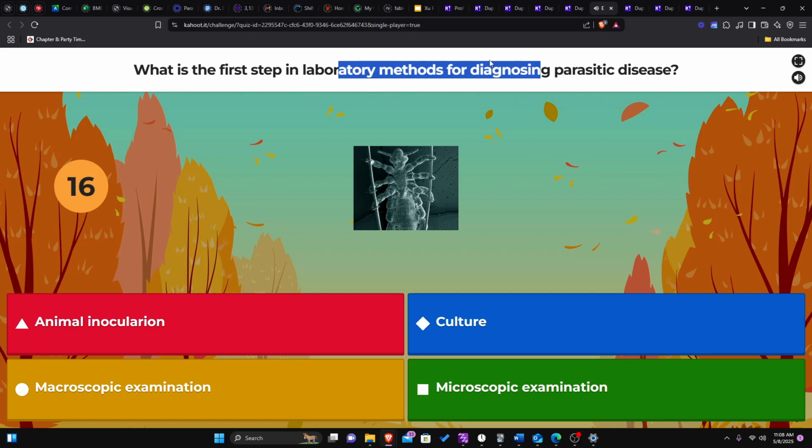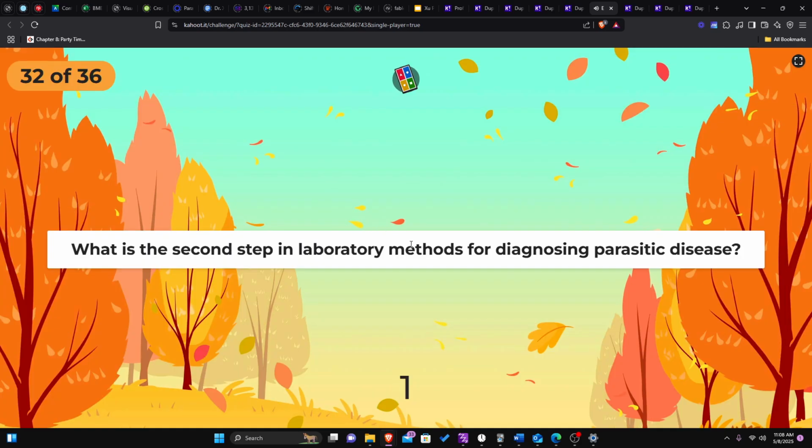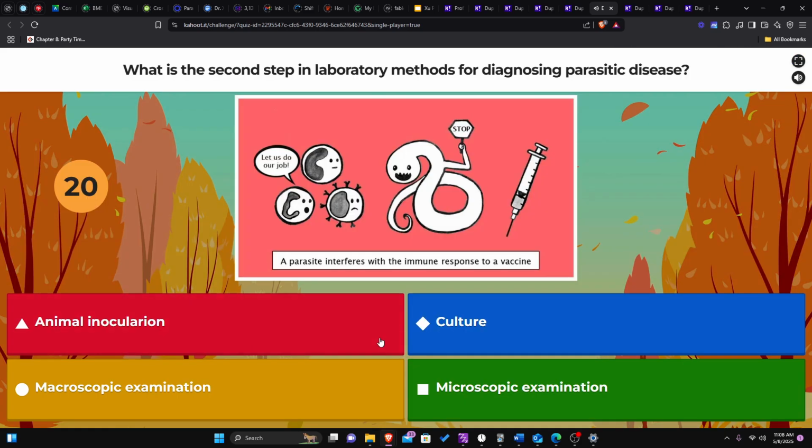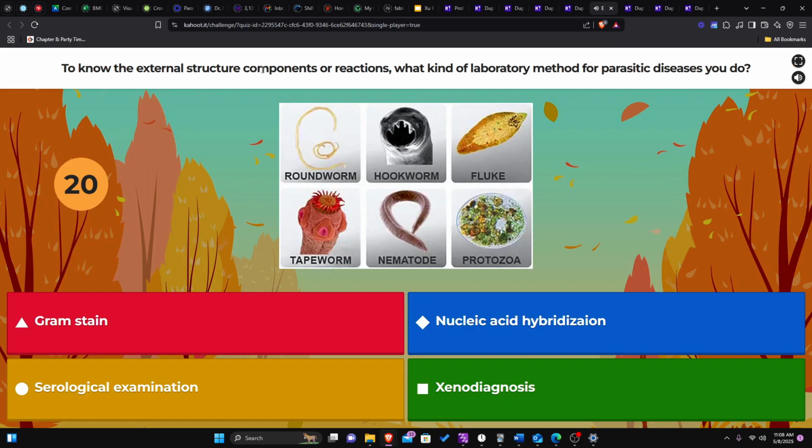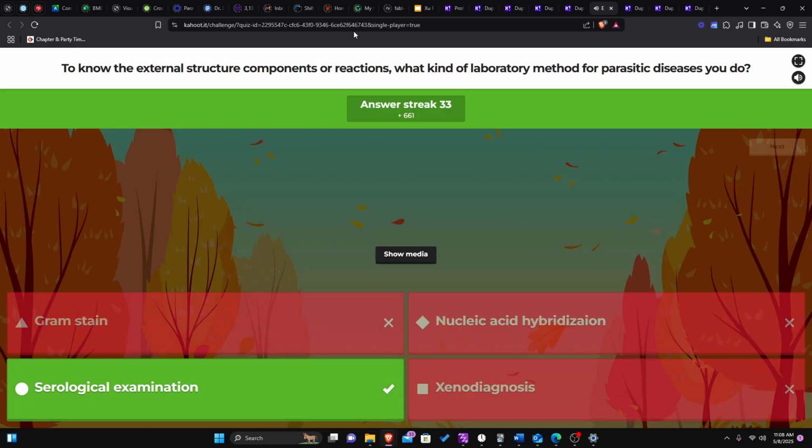Okay, this one has to do with macro and micro. First step is macro formation. Second step is micro. Laboratory method for parasitic diseases you do. Oh, no external structure. See that serological examination for slightly review.